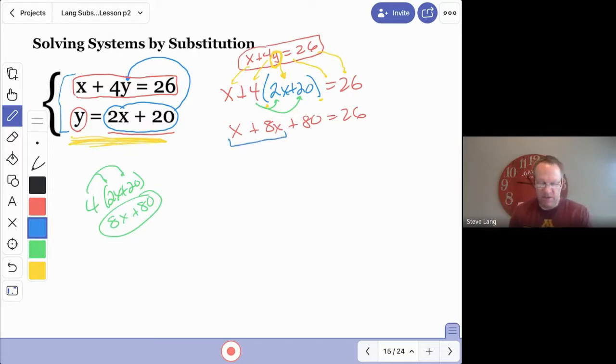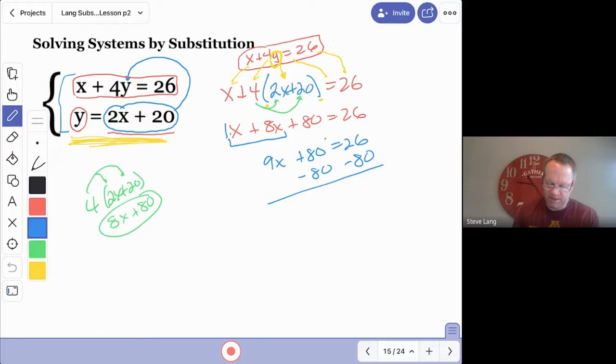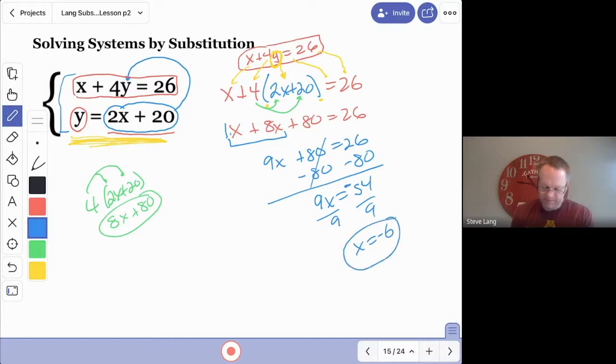Now I just add some like terms. So x plus 8x. Remember there's a 1 here if they don't write anything. That's 9x, 1 plus 8. Plus 80 is 26. Then I'm going to subtract 80. Like from this point, I'm hoping everybody's good. So 26 minus 80 is negative 54. And I divide by 9. And I get x is negative 6. Okay, so I'm halfway home.